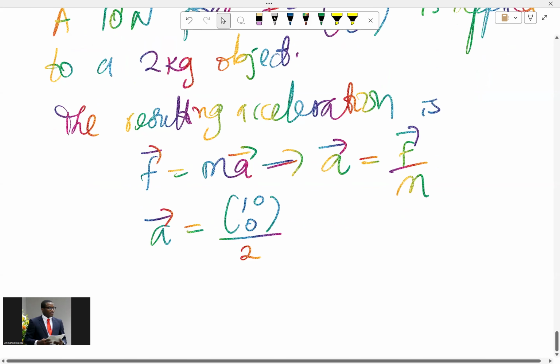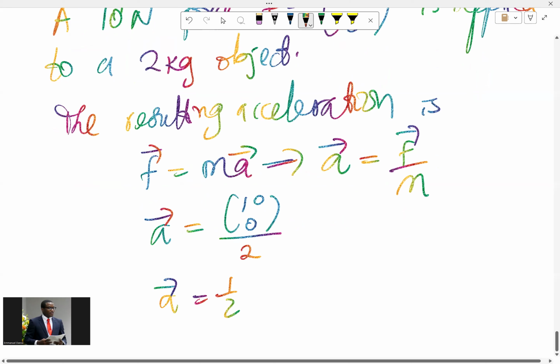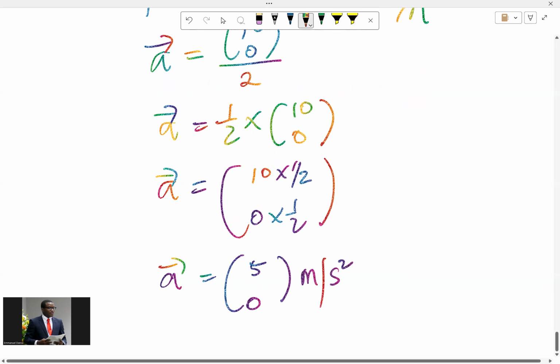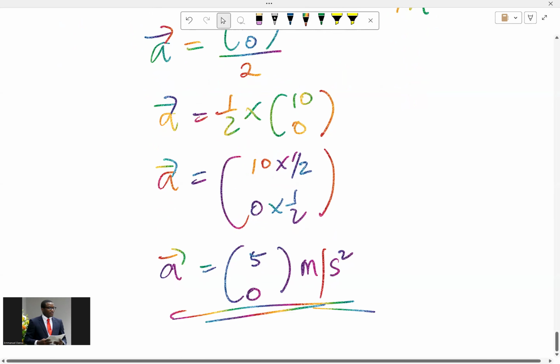So that simply means the acceleration is 1/2 times (10, 0). That's more like saying the acceleration is 10 times half, then 0 times half. So 10 times half is 5, and 0 times half is simply 0. So the acceleration is just 5 meters per second squared. That's the acceleration that happens in that object.